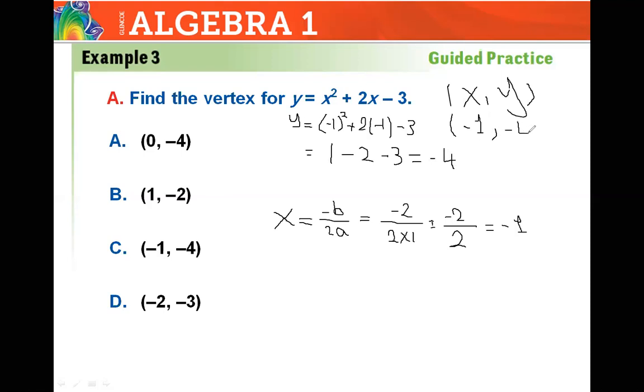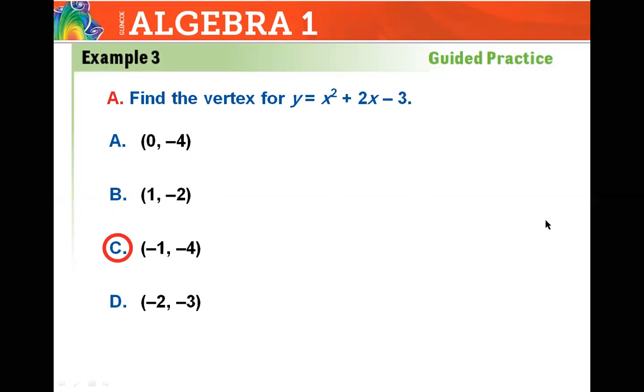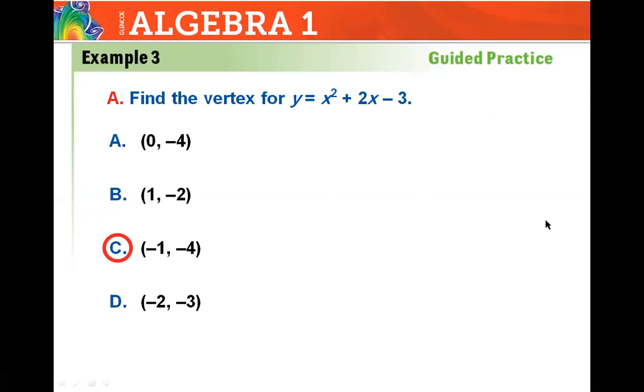So negative 1 and negative 4 is our answer, which is letter C. It is letter C. Okay, so you have the answer. You can finish it. Okay, Khalid. Mister, can you repeat it again, please? Okay, of course. Just write the answer and I will repeat it again.